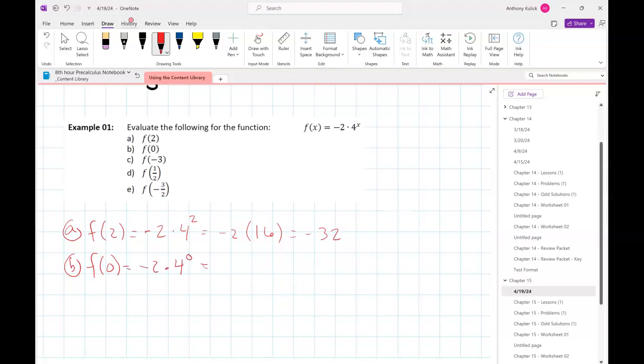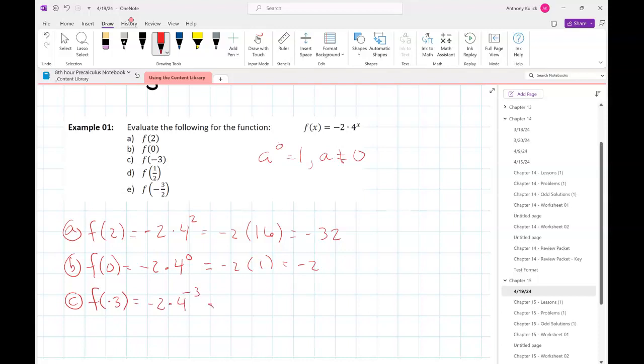So if we do f of 0, what is 4 to the 0? Not 0. It is 1. So the rule is anything to the 0 power is equal to 1 except for 0. What's 0 to the 0? It's not 0. It's not 1. It's not a negative. No answer. It is undefined. It's like dividing by 0. It's bad juju. All right, f of -3.